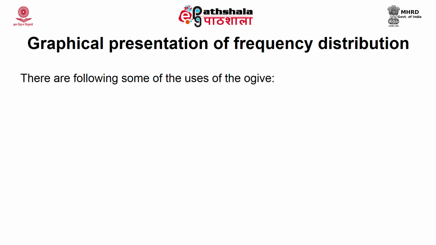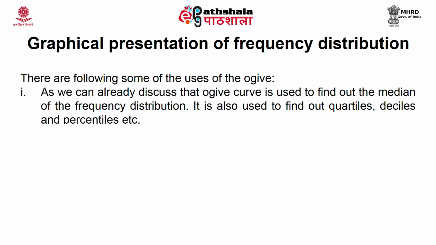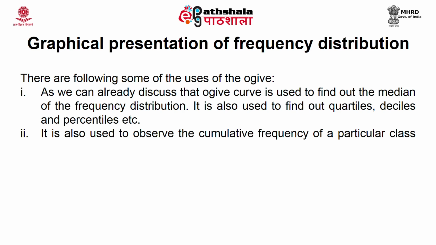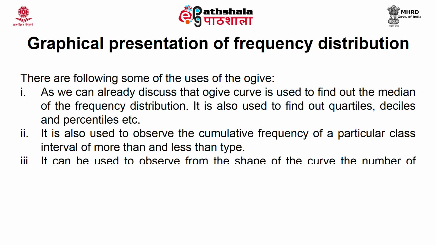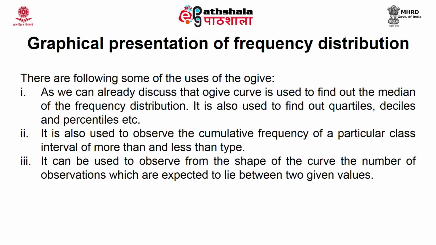There are following some of the uses of the ogive. As we have already discussed, the ogive curve is used to find out the median of the frequency distribution. It is also used to find out quartiles, deciles and percentiles, etc. It is also used to observe the cumulative frequency of a particular class interval of more than and less than type. It can be used to observe from the shape of the curve the number of observations which are expected to lie between two given values.